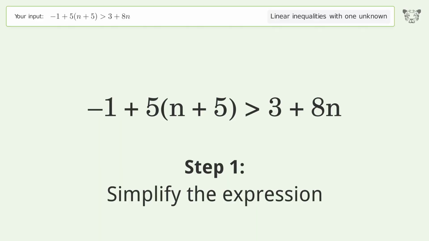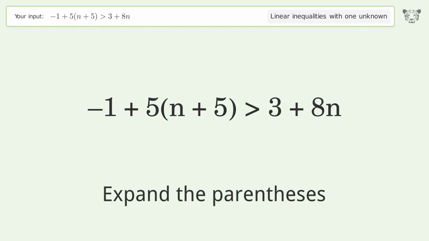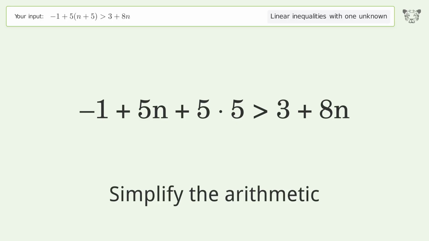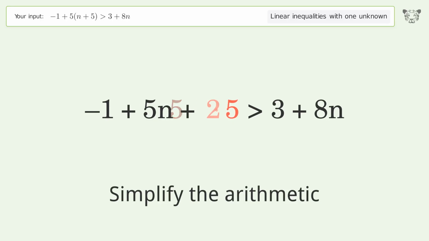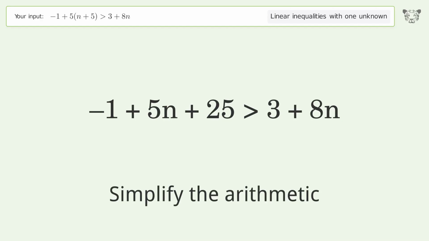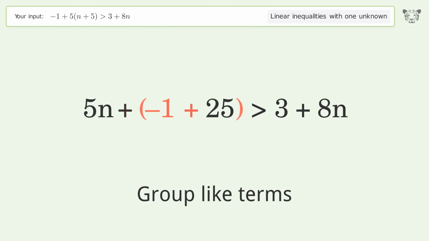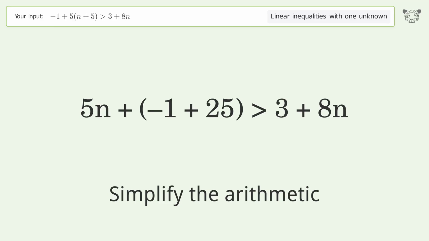Simplify the expression. Expand the parentheses. Simplify the arithmetic. Group like terms. Simplify the arithmetic.